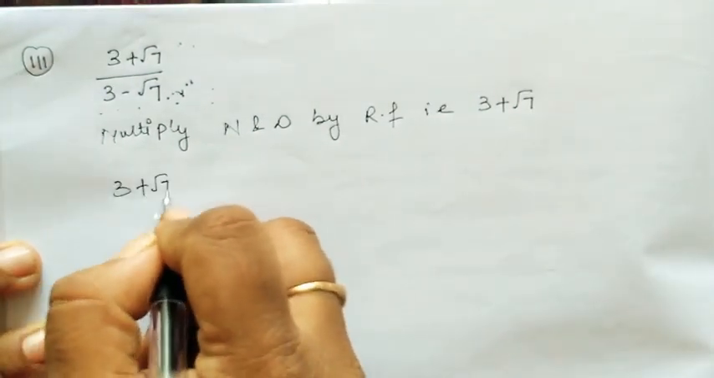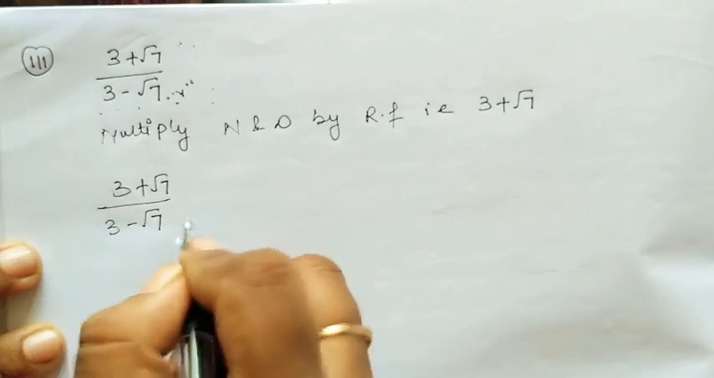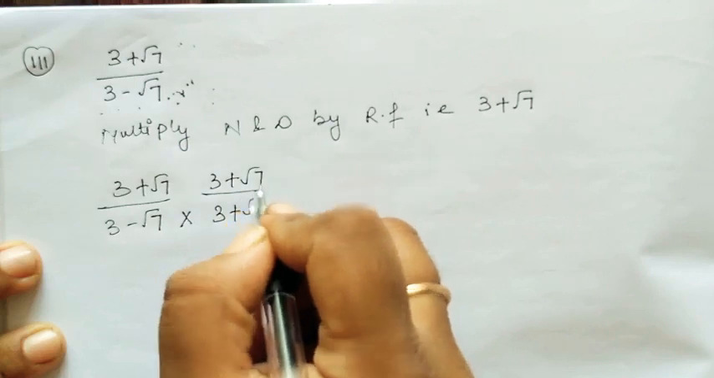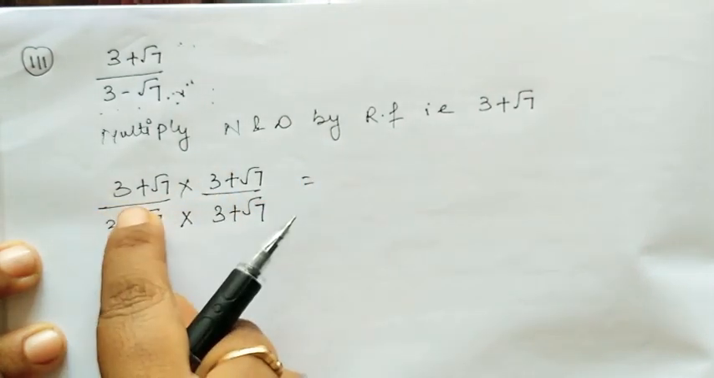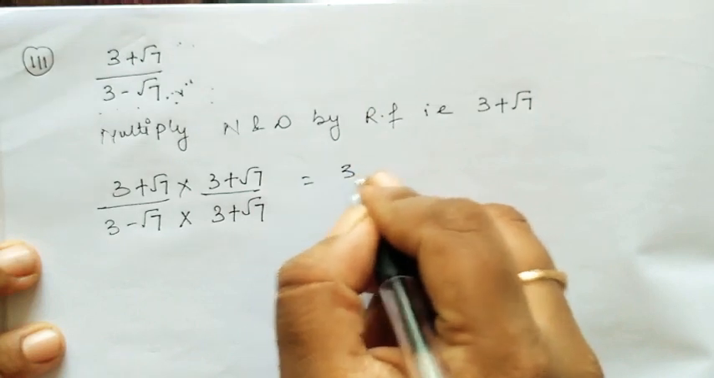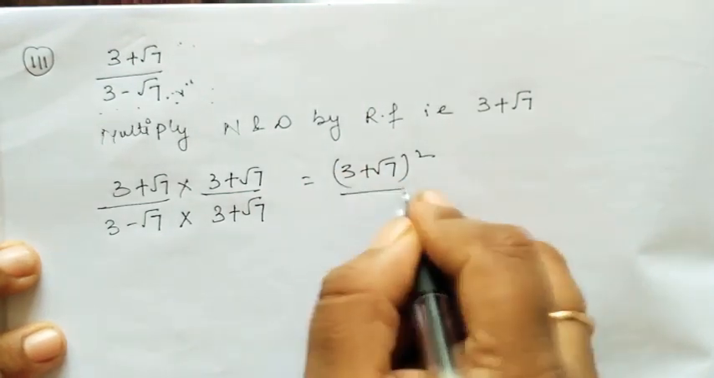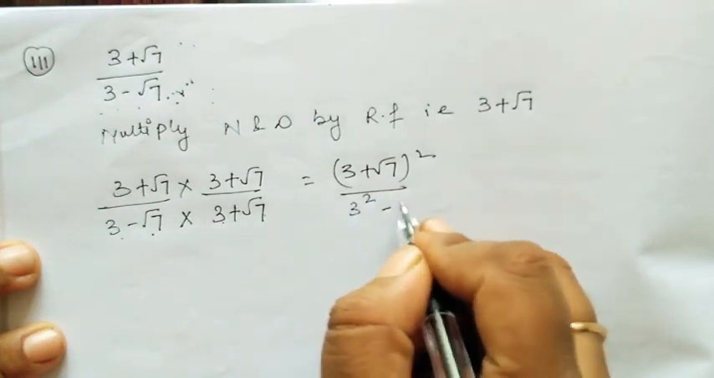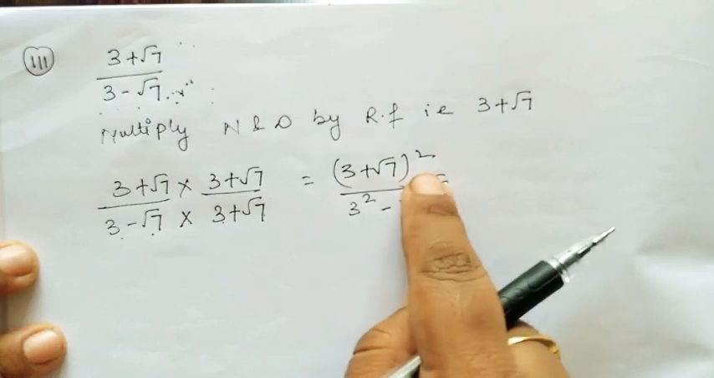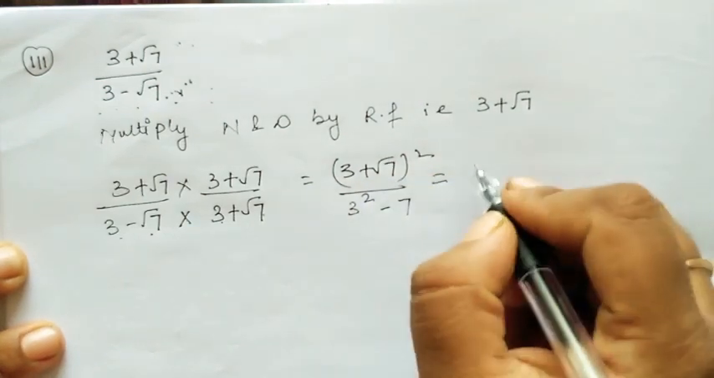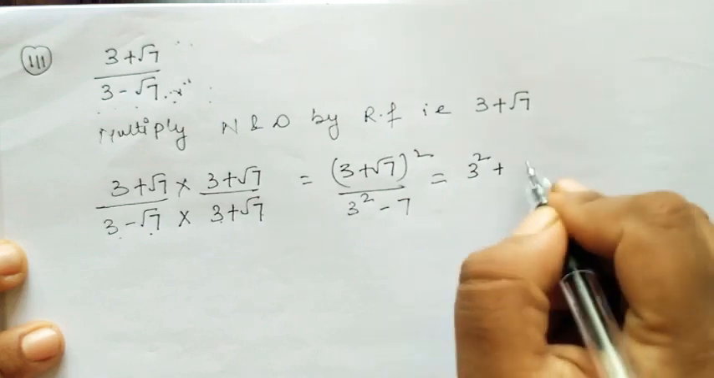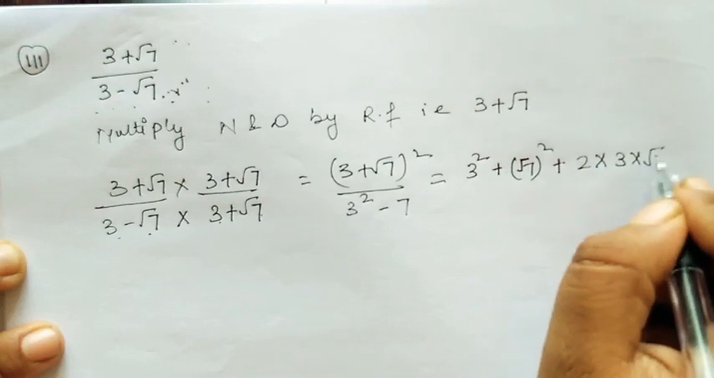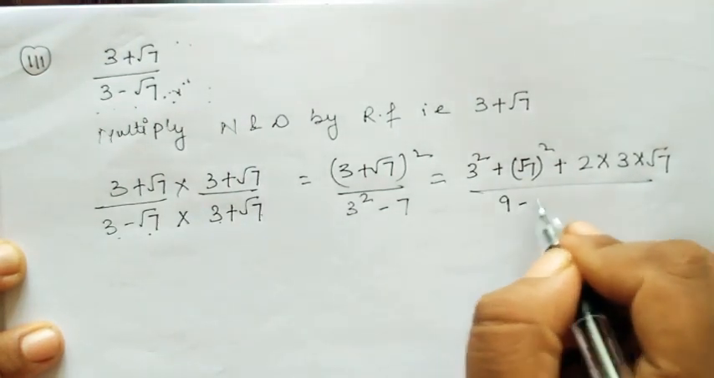So 3 plus root 7 upon 3 minus root 7 will be multiplied by 3 plus root 7 upon 3 plus root 7. Here the numerator becomes (3 plus root 7) whole square. And here it will be (a minus b)(a plus b), we know that is 3 square minus 7. Okay, we can apply the formula here. (a plus b) whole square is a square, meaning 3 square, plus b square, meaning root 7 whole square, plus 2ab, meaning 2 into 3 into root 7, upon 3 3s are 9 minus 7.